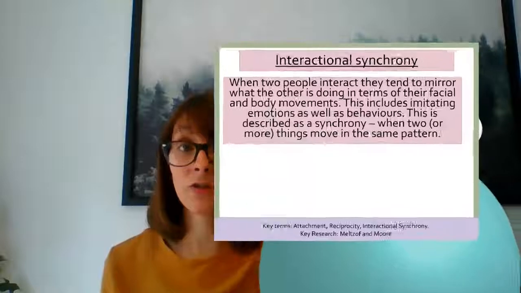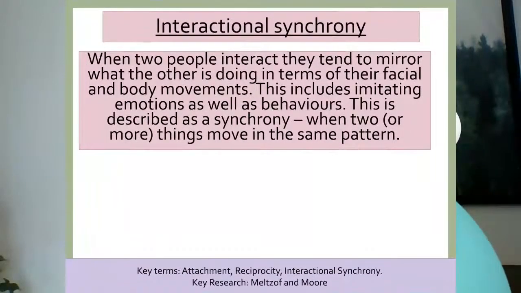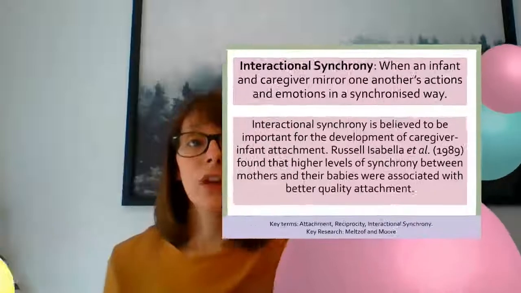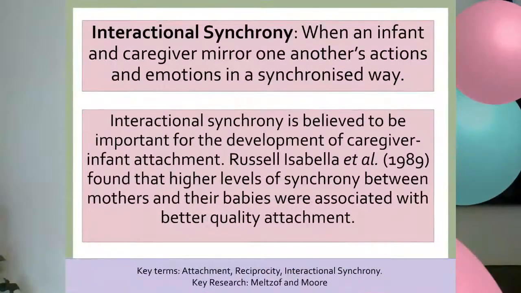Now we have interactional synchrony. So this is the idea that when two people interact with each other, they mirror what that other person is doing. So this could be not only emotions but behaviours as well. With regards to emotions, it's kind of like you smile at somebody and they smile back to you. That's an example of synchrony. I've got a definition of synchrony here: when an infant and caregiver mirror one another's actions and emotions in a synchronised way.